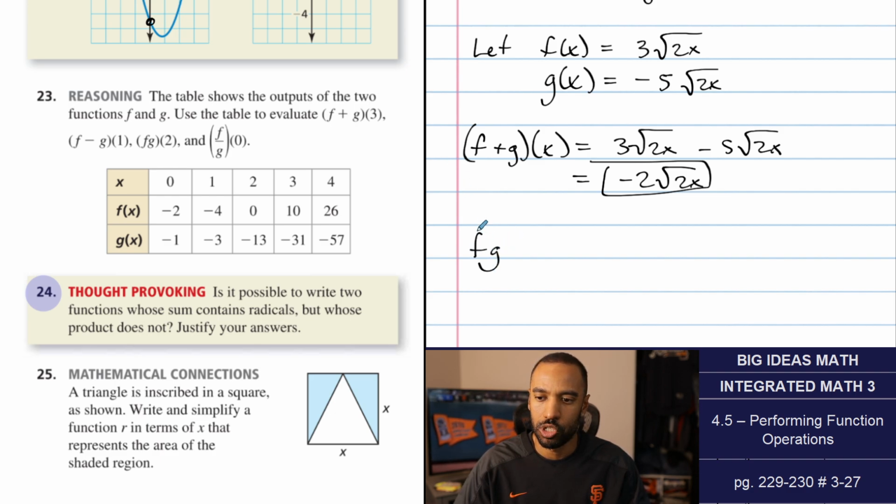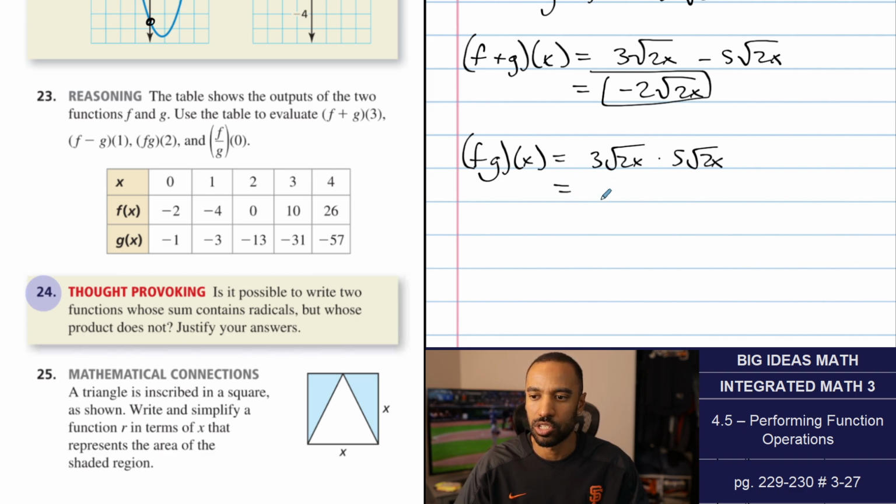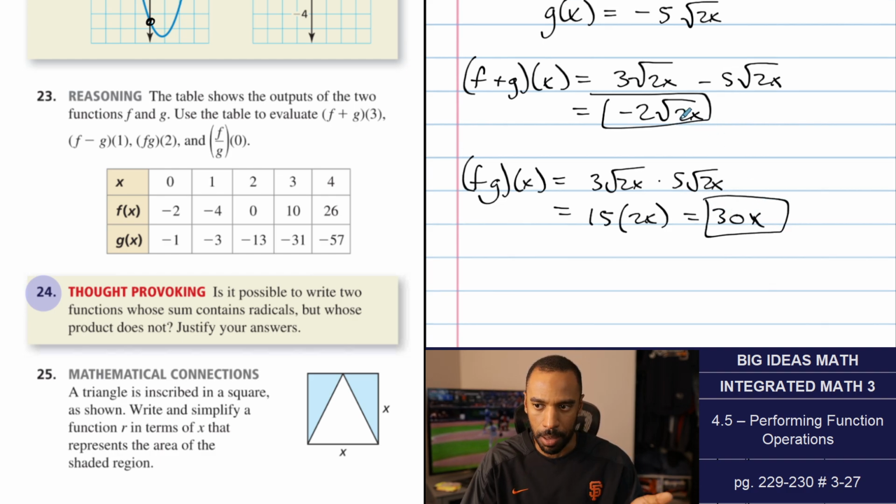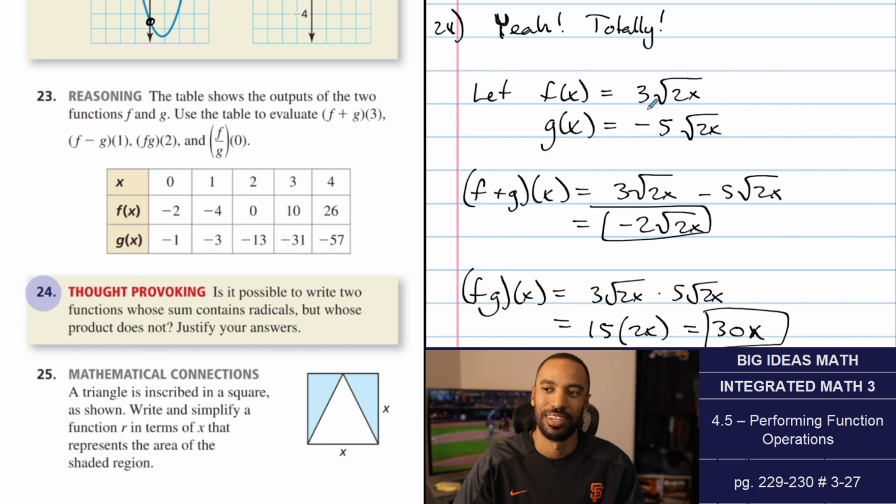F times g of x is going to be 3 root 2x times 5 root 2x. Root 2x times root 2x is 2x, and 3 times 5 is 15, so that equals 30x. Now, when it comes to domains, which we're not talking about, both of them are x is greater than or equal to 0. It doesn't matter that this thing cleaned up, but yeah, totally. Rock on, dude.